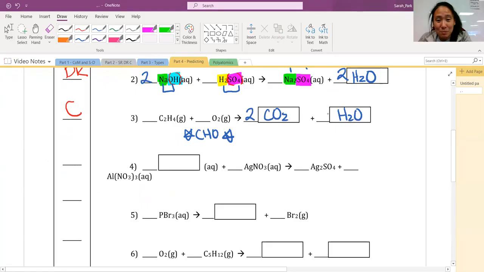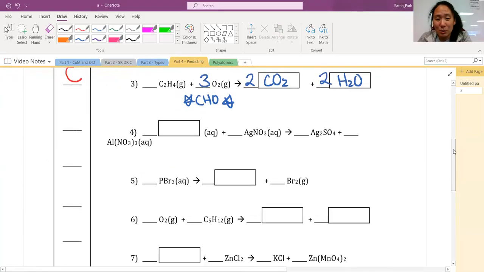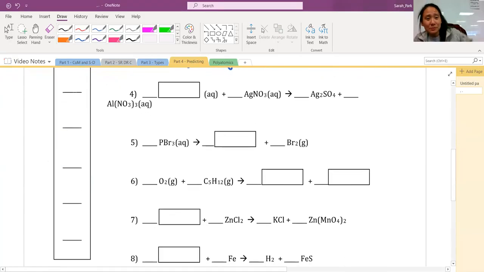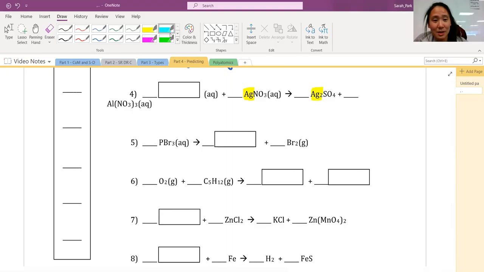Just for funsies, if I were to balance this really quick, 4, 5, 6, then it should look like this. All right, let me do one more example down here. So let's see. You have a silver on the left and a silver on the right, so I'm good there.